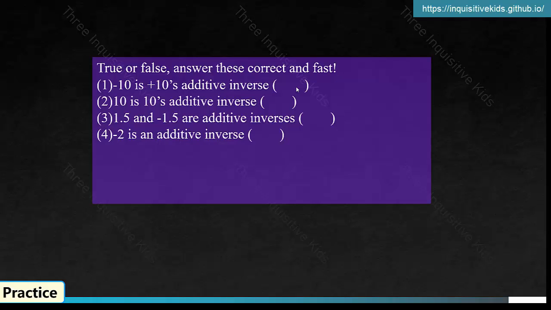So there are statements, and we have to see if each is correct or incorrect. Negative 10 is positive 10's additive inverse. This is correct because they both have 10 as the number, and one is negative, one is positive. 10 is 10's additive inverse. This is wrong because one doesn't have the negative sign. 1.5 and negative 1.5 are additive inverses. This is correct because they both have 1.5 as their number, and one is negative, the other one is positive. Negative 2 is an additive inverse. This is wrong because there are supposed to be two numbers.